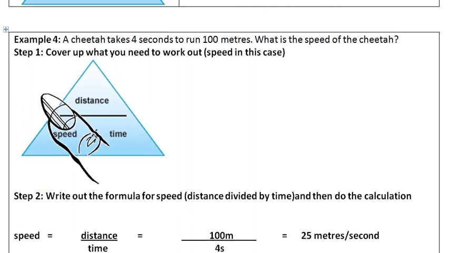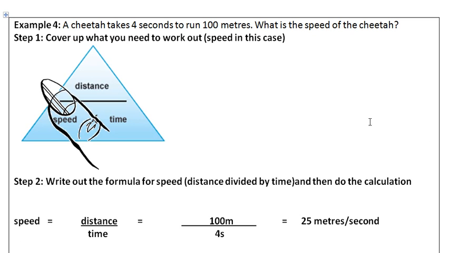The first one. A cheetah takes 4 seconds to run 100 meters. What is the speed of the cheetah? So the first step, it's asking me to work out speed, so I immediately cover up speed in my triangle. So in an exam, you might need to very quickly draw the triangle out. So if I cover up speed, it shows me that the formula for speed is distance divided by time. So first step is I write that out on my exam paper. Speed, distance divided by time. So speed is distance divided by time.